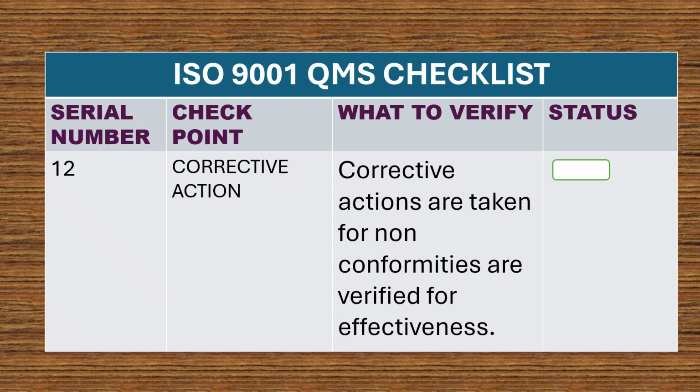Then 12th serial number is corrective action. What to verify? Corrective actions are taken for non-conformities and verified for effectiveness.